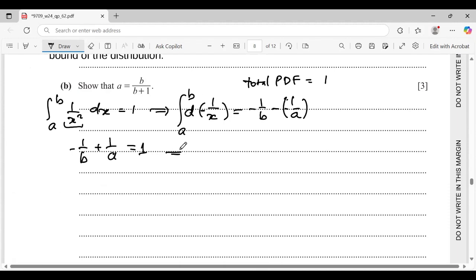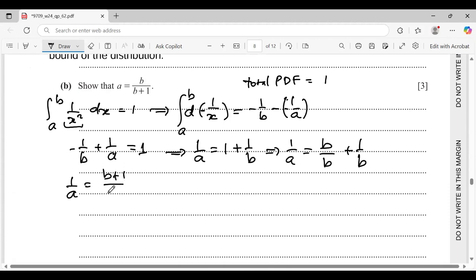And I would like to rearrange this equation. It becomes 1 over a equals 1 minus 1 over b. After that it becomes 1 over a equals b over b minus 1 over b. So a equals b over b plus 1. Proof.